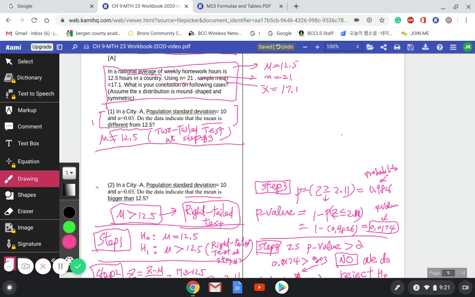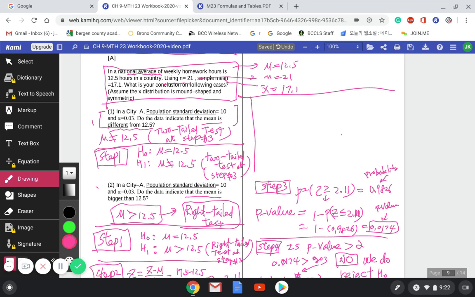Okay. So step 1, again, you have to make a statement that h of 0 colon that mu is 12.5, and then h of 1 saying that, hey, mu is different from 12.5. Can I do the hypothesis test? Okay, you can do that, but you have to specify here that you're going to do two-tailed test at step number 3. Okay, so that's what the step number 1 is.